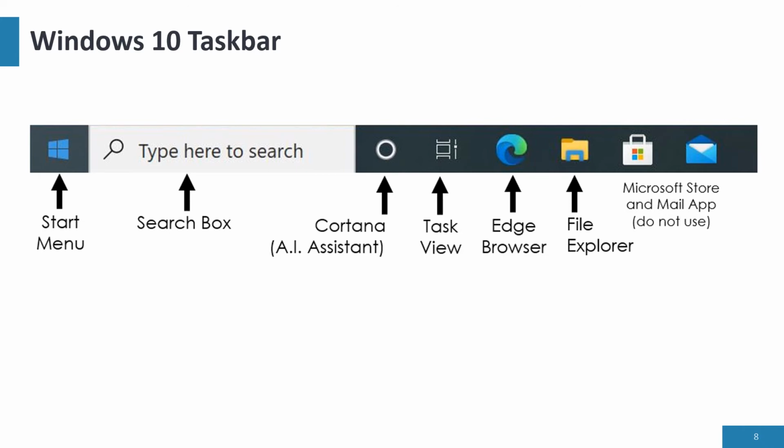On the taskbar, you will find your Start menu, a search box for apps and software programs that have been installed, the Cortana AI Assistant, the Task View, the Edge Browser, the File Explorer, as well as Microsoft Store and Mail apps, but it is recommended not to use.